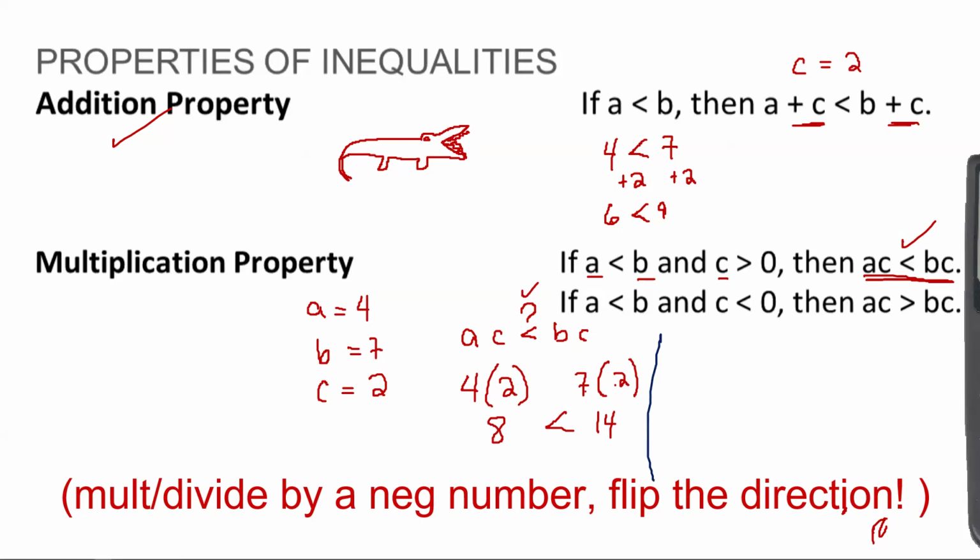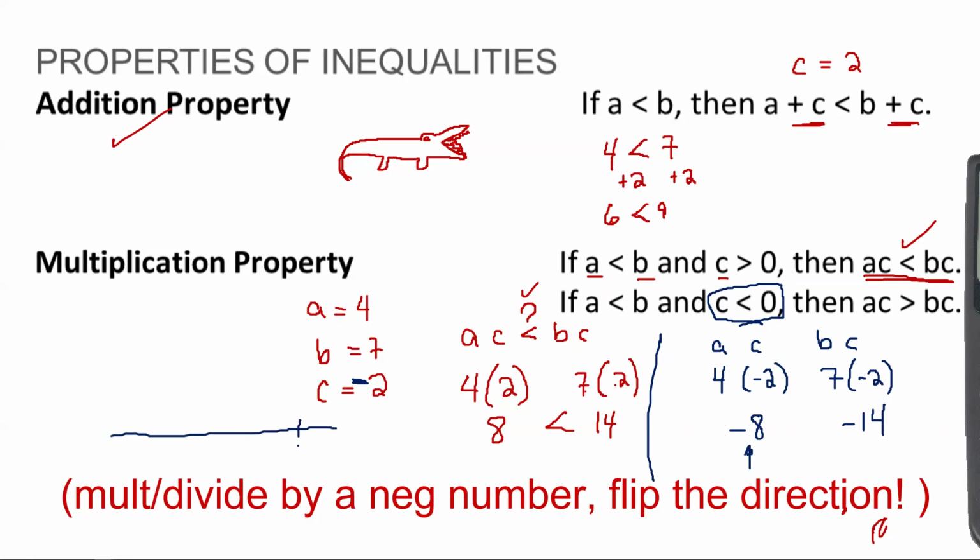This one, though, the second one says if A is less than B and C is less than 0. Okay, we picked a number that was greater than 0 before, but now we need to say, well, what if that's less than 0? What if it's a negative number here? And let's do the same thing. I got AC and BC. A was 4, C is now negative 2, B was 7, and C is negative 2. And when I multiply this one out, 4 times negative 2 is negative 8, and 7 times negative 2 is negative 14. The bigger one here is the negative 8. Remember, we're on the number line, and here's 0, and somewhere down here is negative 8, and negative 14 is even smaller, right?